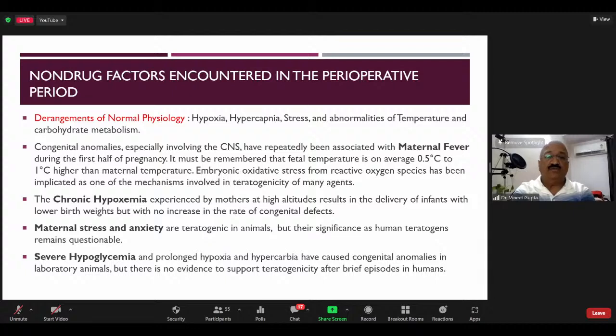Second, the chronic hypoxemia experienced by the mother at high altitude results in the delivery of infants with lower birth weight, but with no increase in the rate of congenital defects. It will only affect the birth weight.